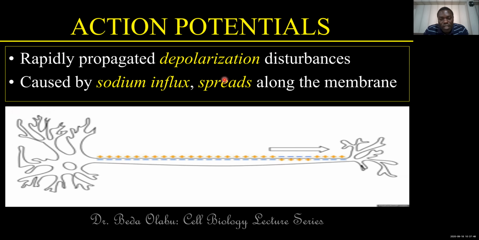Sodium influx is the one that causes depolarization, as we've seen when we were discussing the resting membrane potential. But that means that you must have a lot of sodium that overrides the effects of potassium efflux for it to cause a depolarization. And we are going to see that that actually happens. Now, that disturbance of depolarization usually spreads along the cell membrane. So it is not like a graded potential that is just on a particular focal point. This one spreads along the cell membrane. It's diffuse, so to speak.